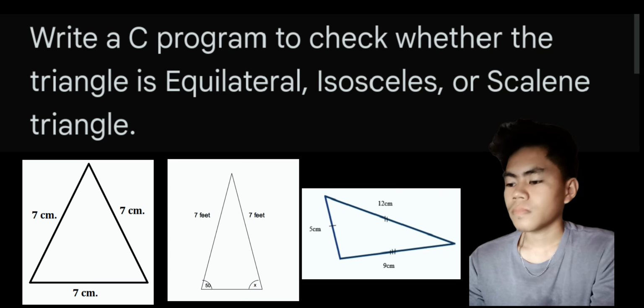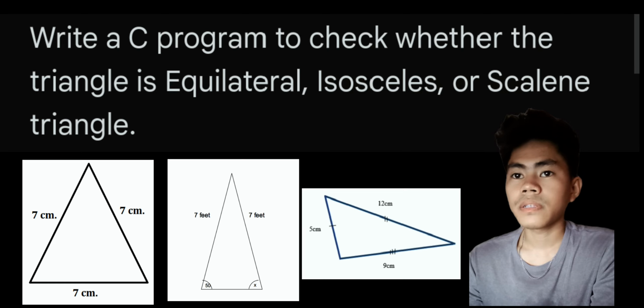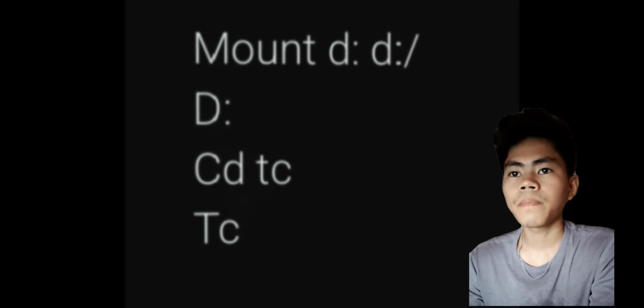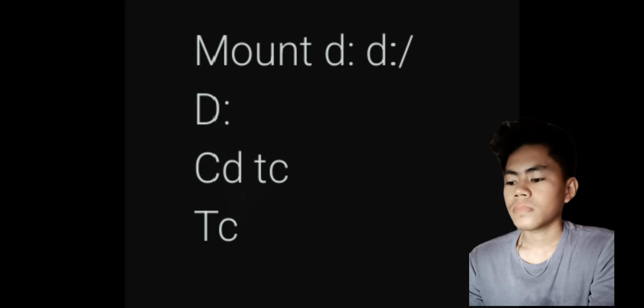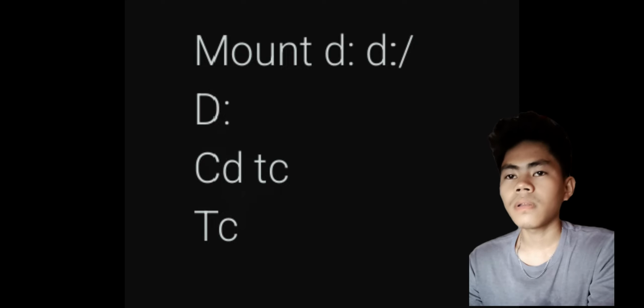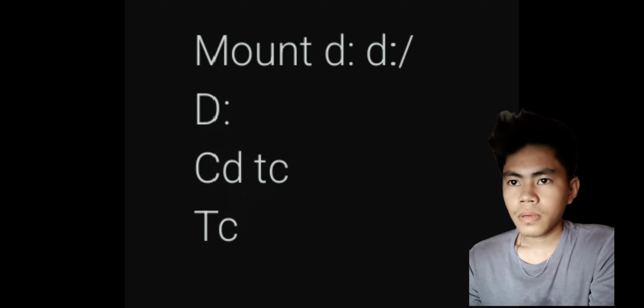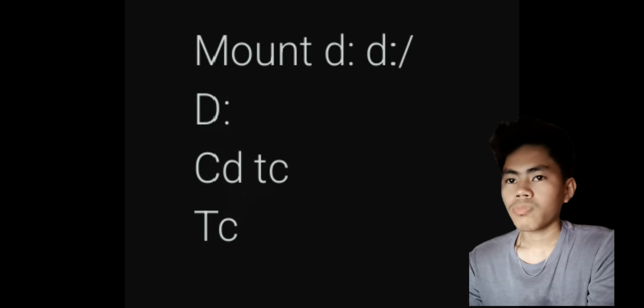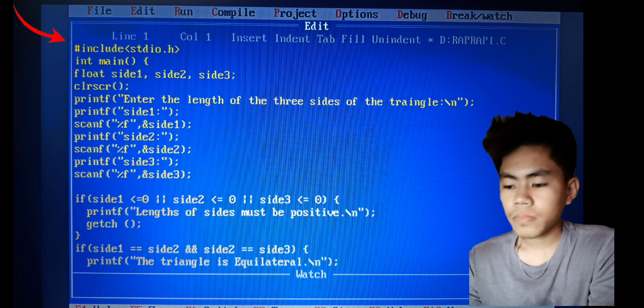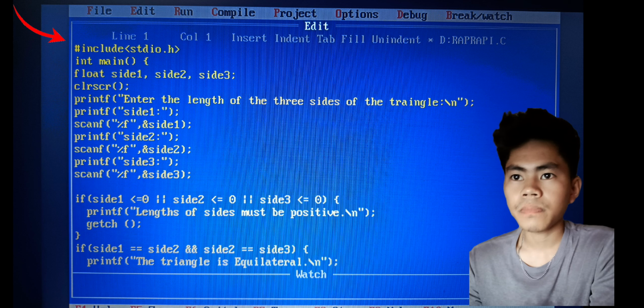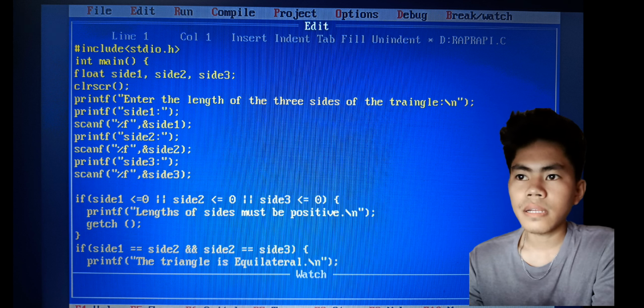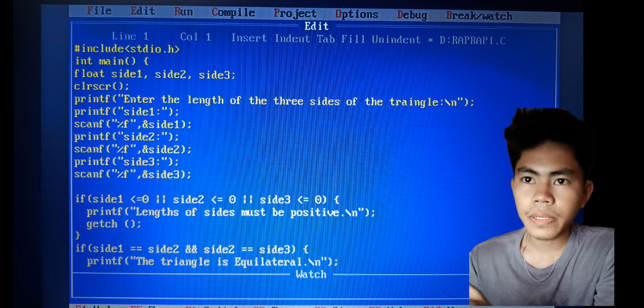So first, you open DOS box on your desktop, then mount D colon, then D colon slash, then CD TC, and then TC. So let's start. The hashtag include stdio.h. This means to include the standard input-output library.